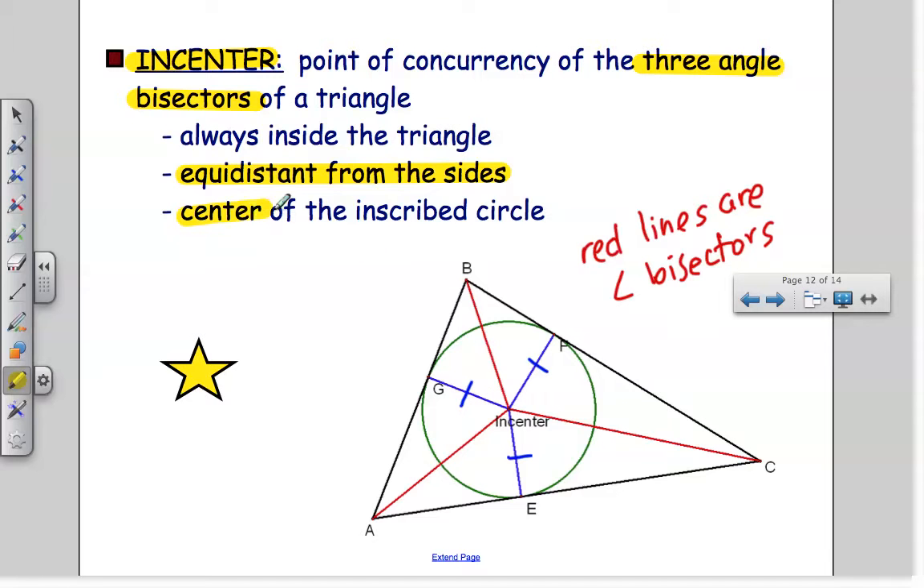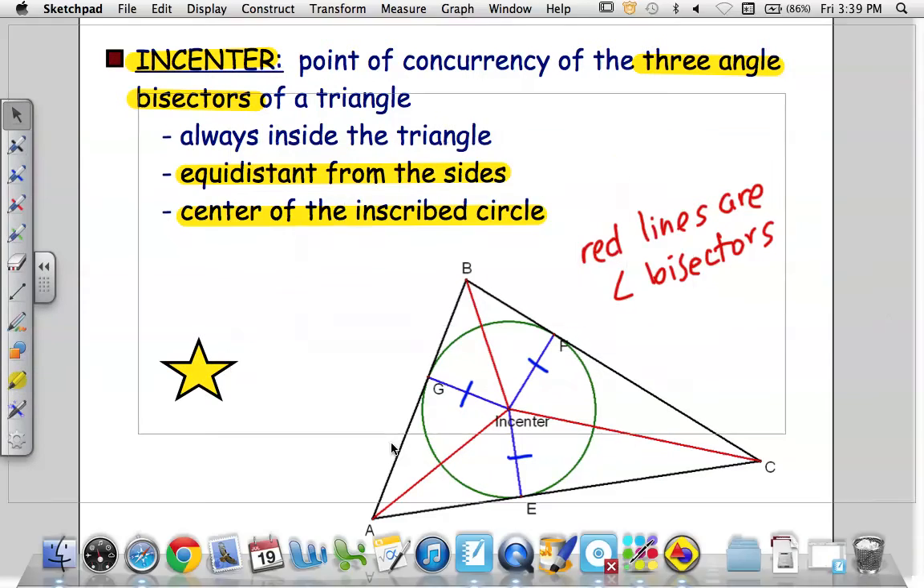And so the incenter is the center of the inscribed circle. That word inscribed means it's a shape inside another that touches all the sides. And you notice this is an inscribed circle. It touches all the sides of the triangle.